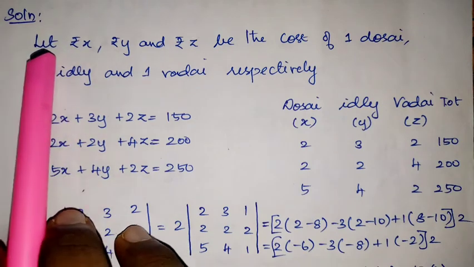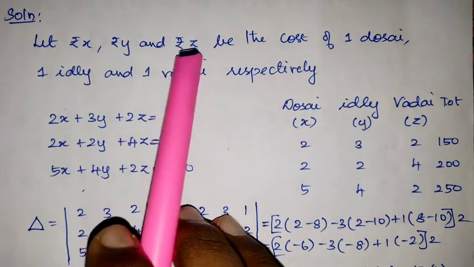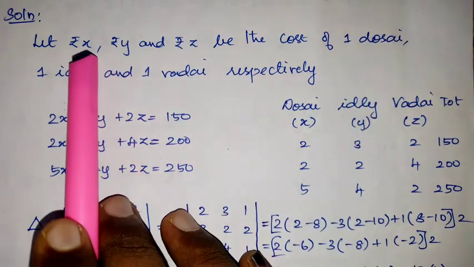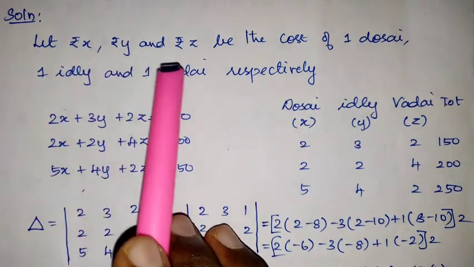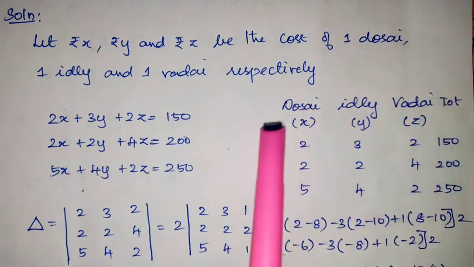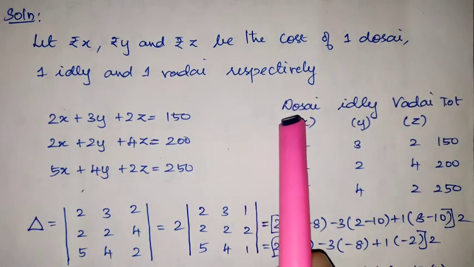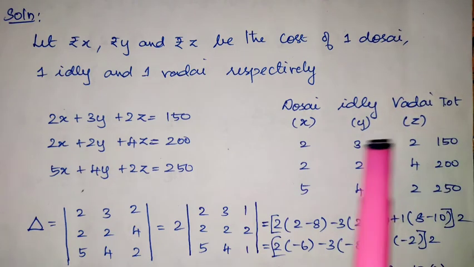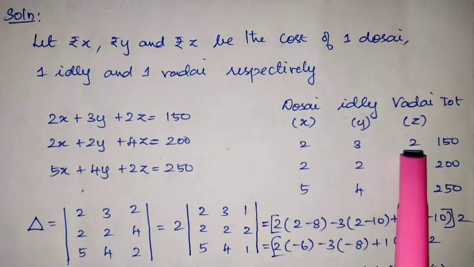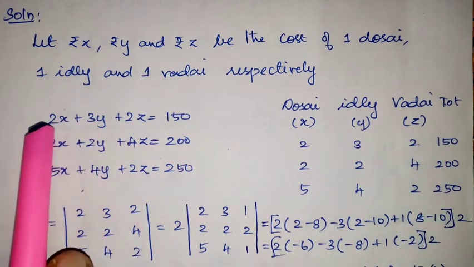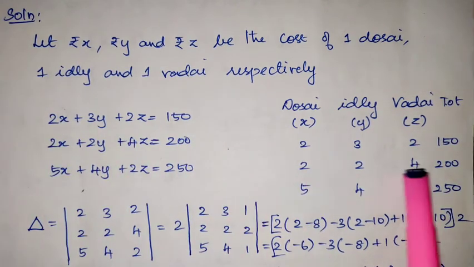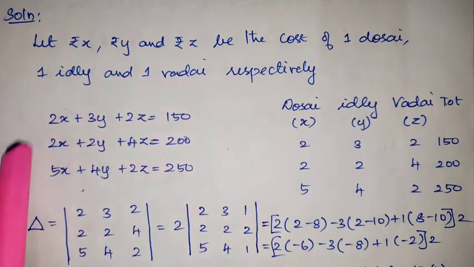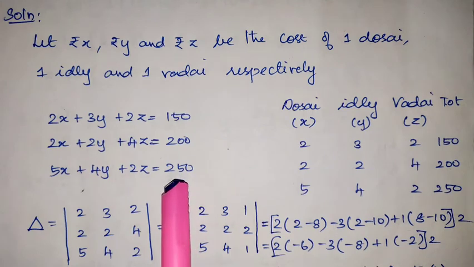Okay, so now we'll take rupees X, rupees Y and rupees Z be the cost of one dosai, one idli, one vadai. That is, dosai rate is X, idli rate is Y, vadai rate is Z. So in the question what is given, I have written in a tabulation format. Dosai is 2, idli is 3, vadai is 2, total amount is 150. So 2 into X, 3 into Y, 2 into Z is equal to 150. Equation 1 is framed. In such a way, the second equation is framed and the third equation is framed. Can you understand? Three equations. These informations are given in the question itself.